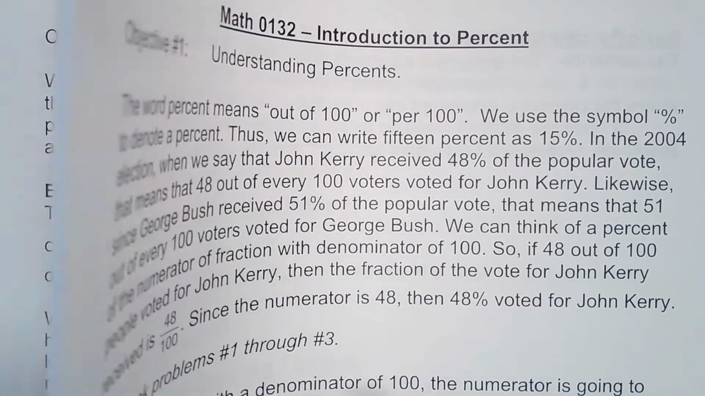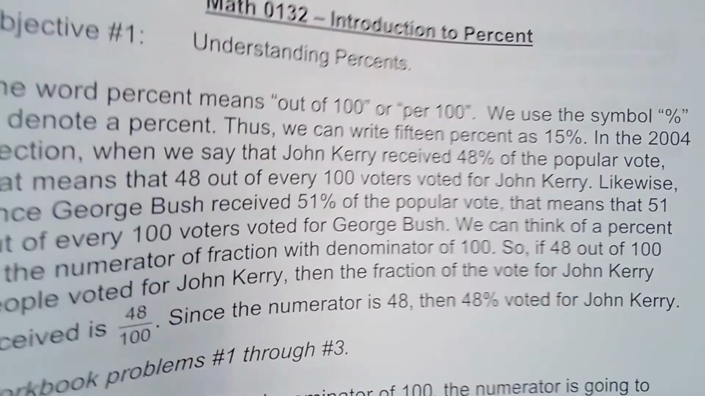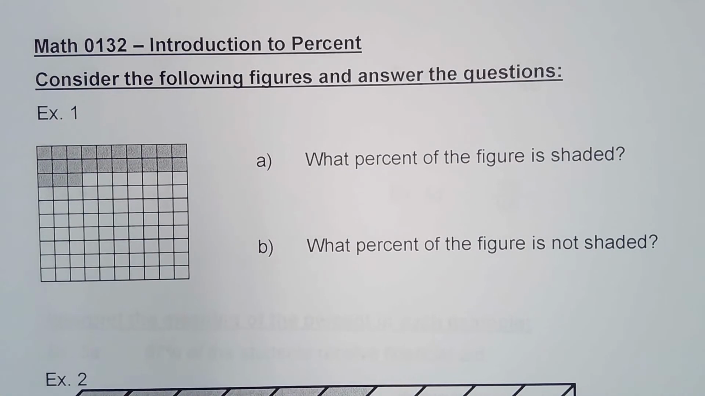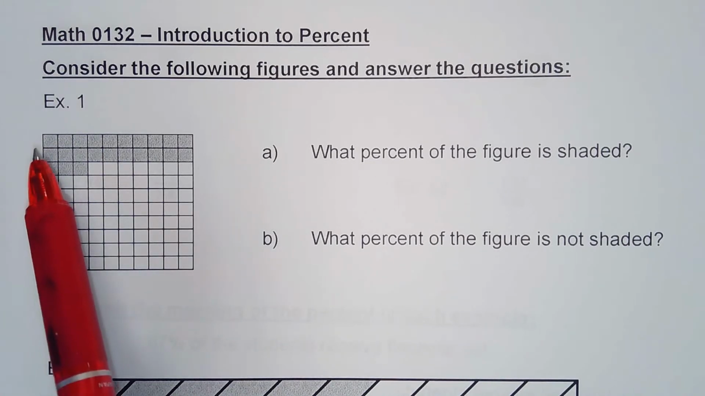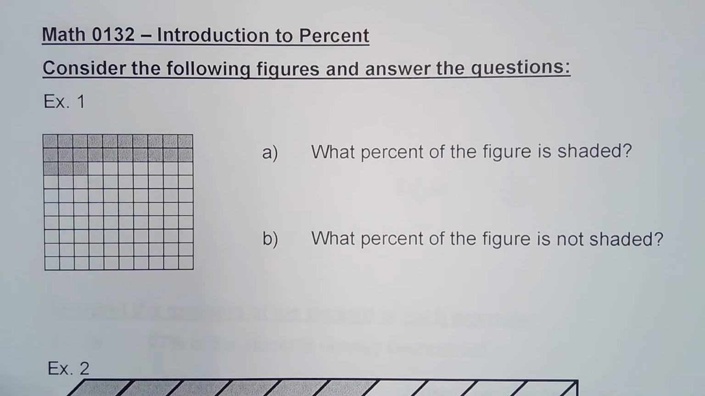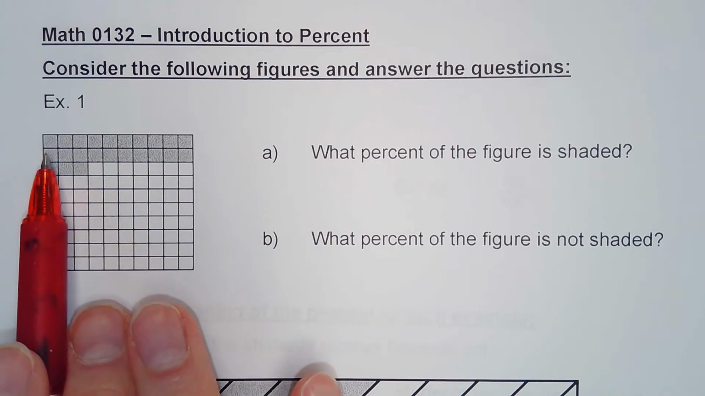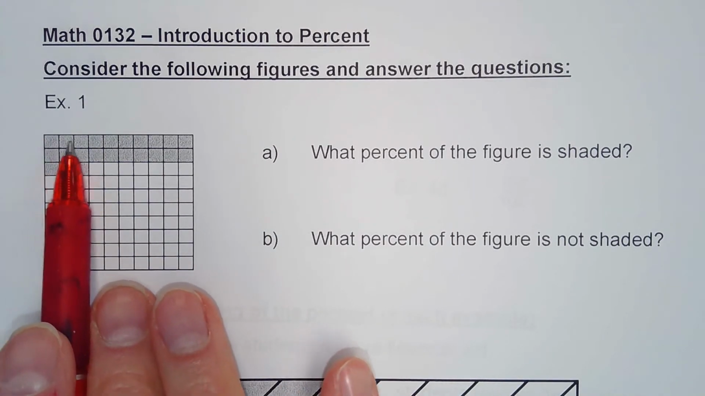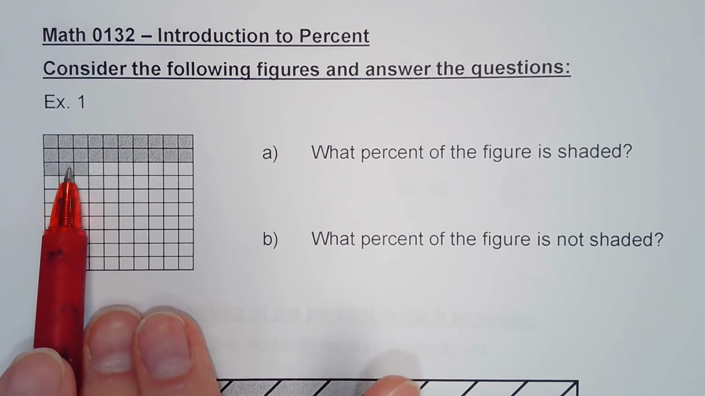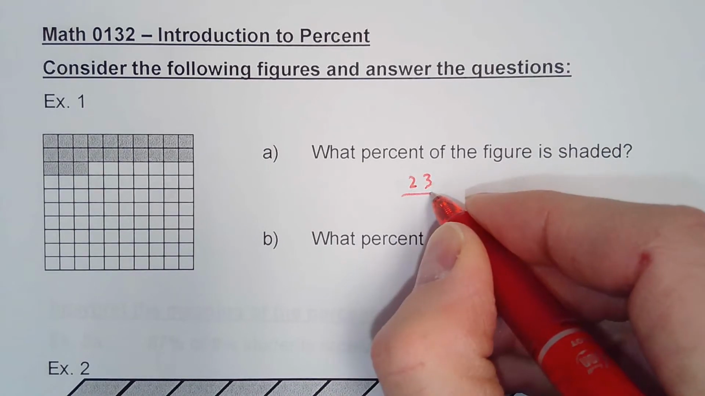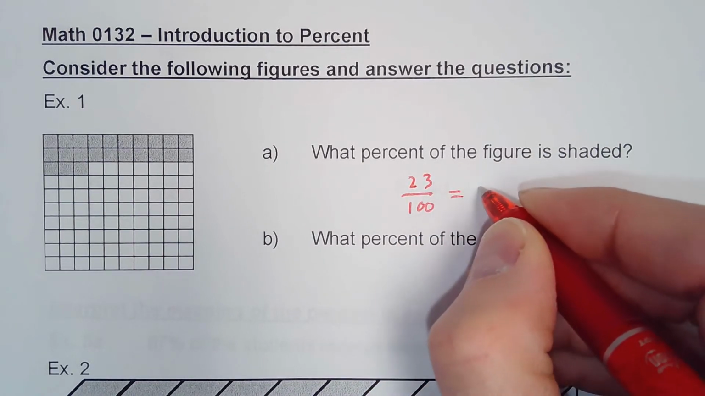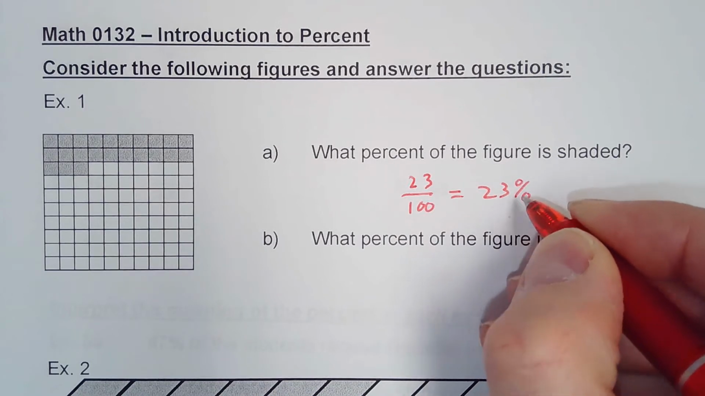So let's go to our workbook and take a look at page 97. Here we have a figure. You want to consider the following figures and answer questions. It's a 10 by 10, or 100 squares, and we want to know what percent is shaded. So there's 10, 20, 21, 22, 23. So 23 out of 100, which would be 23%, is shaded.